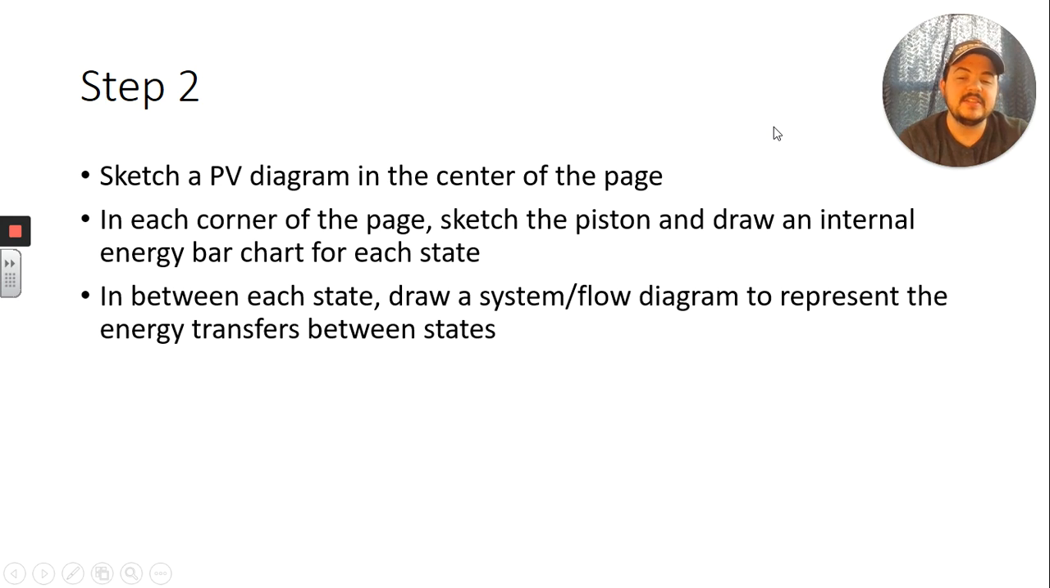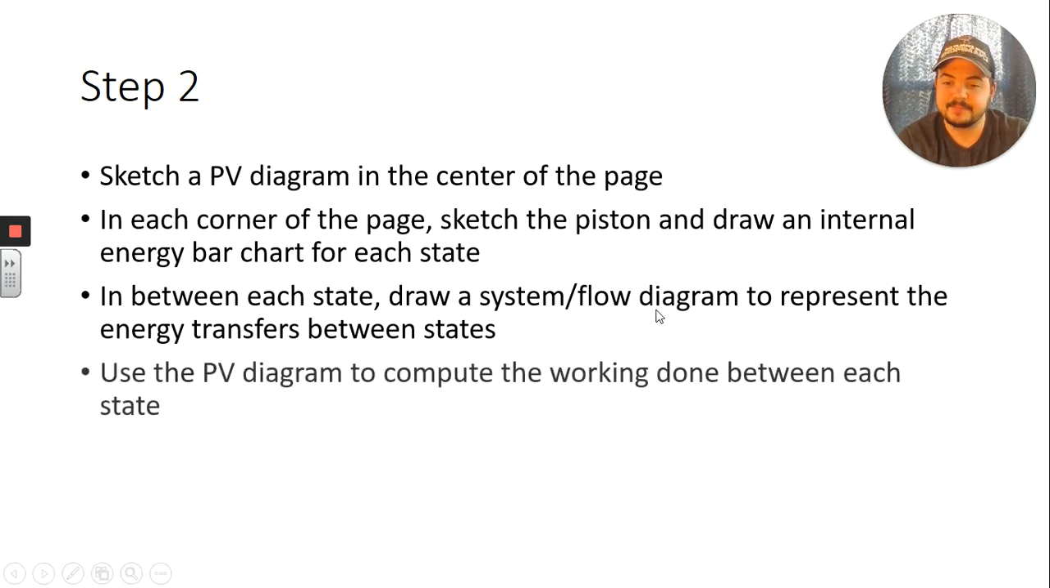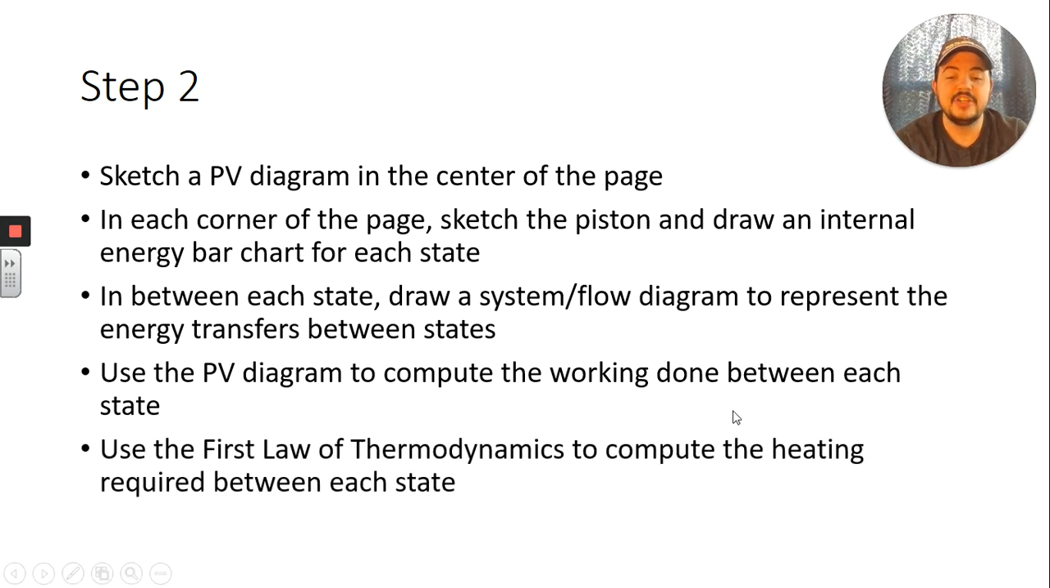Between each of the states, we want to draw a system flow diagram to represent the working and the heating, those energy transfers. And then we want to use the PV diagram to compute the amount of working, and then any other energy changes that weren't accounted for through working must be accounted for through heating. And so that's where the first law of thermodynamics comes in. So this is our general process. I wanted to give you the overview, but it'll make more sense, I think, once you see it in action.